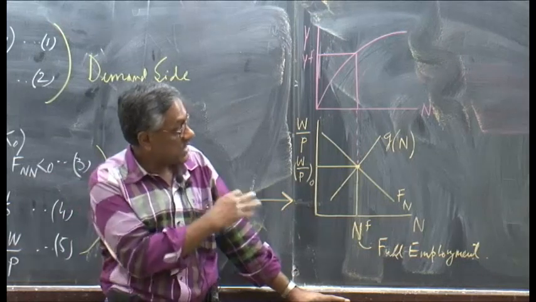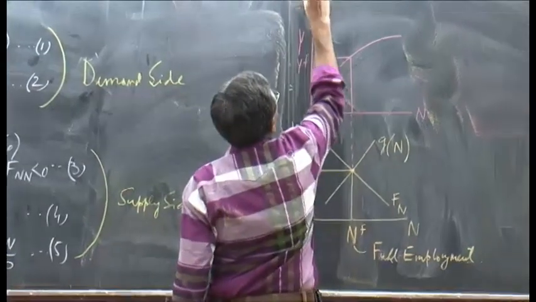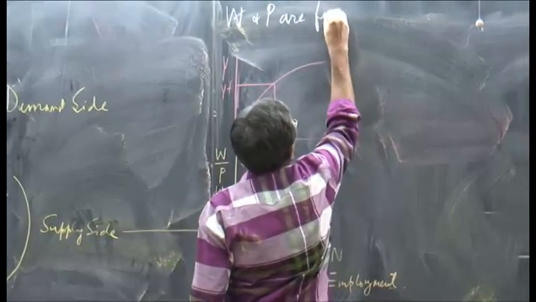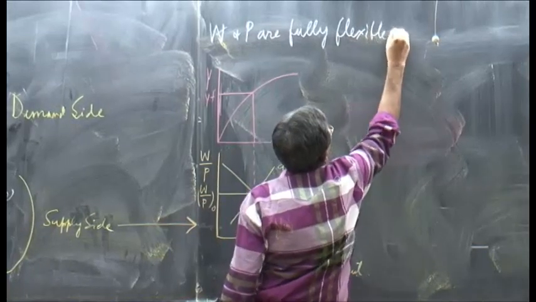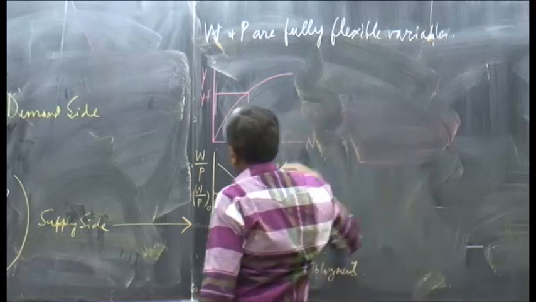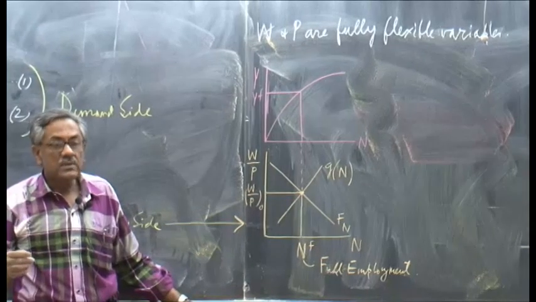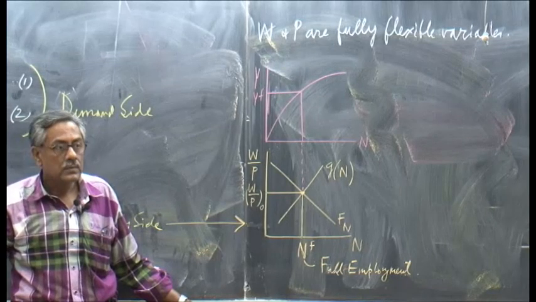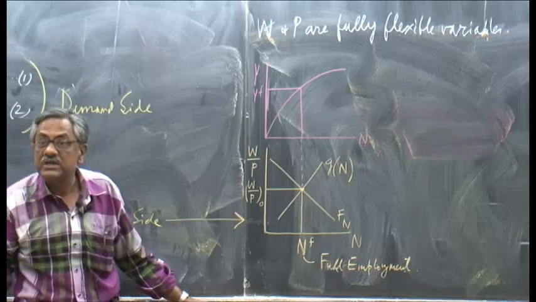So essentially this line is saying one very important thing, that W and P are fully flexible variables. If W changes, then P also changes correspondingly. Similarly, if P falls, then W would also fall proportionately, so that W over P never changes.